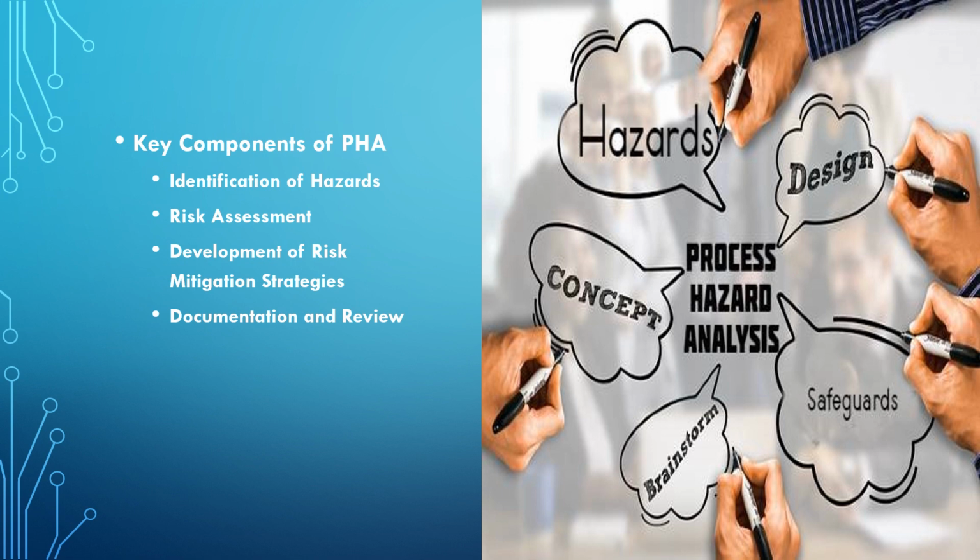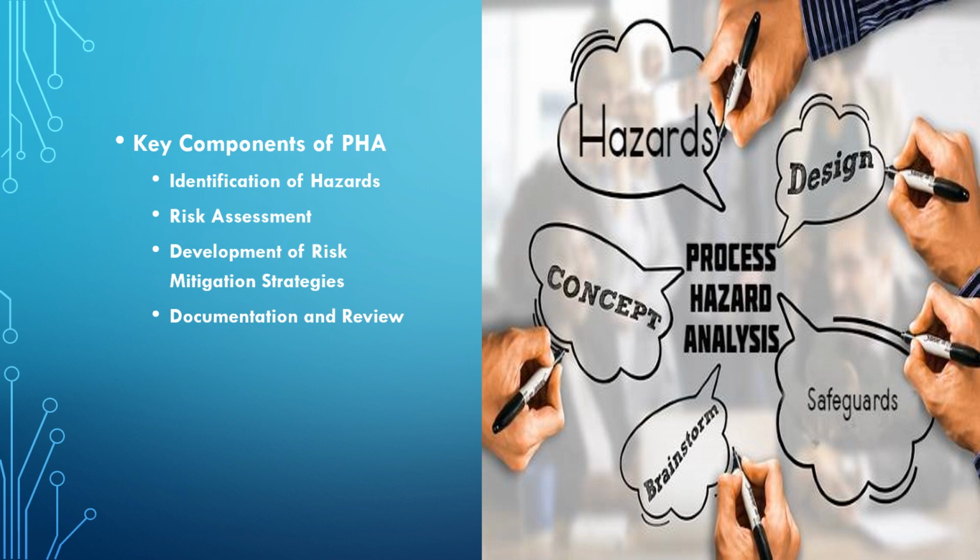Now, identification of hazards. The first step in process hazard analysis involves identifying potential hazards within the process. This involves examining equipment, materials, operating procedures, and external factors that may contribute to unsafe conditions.